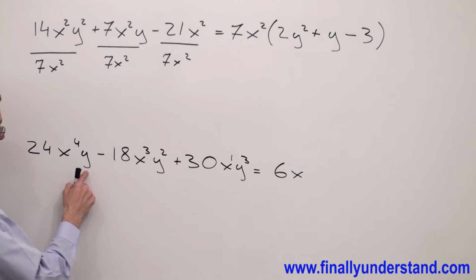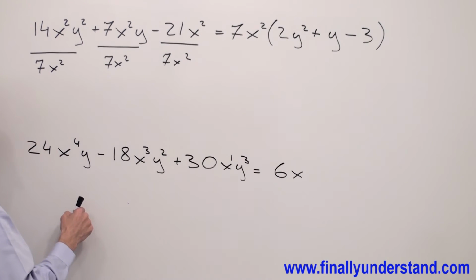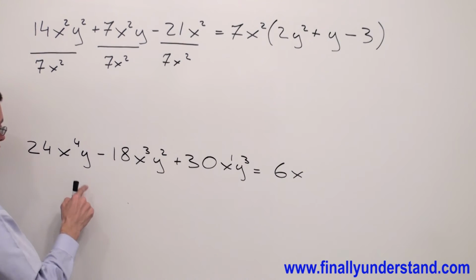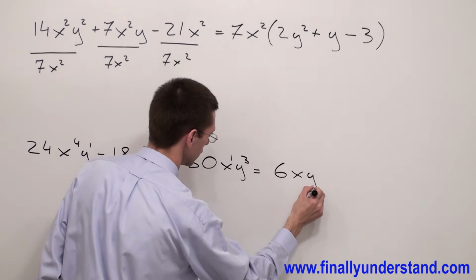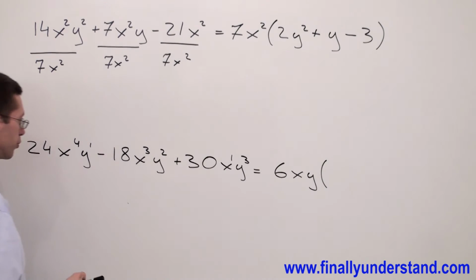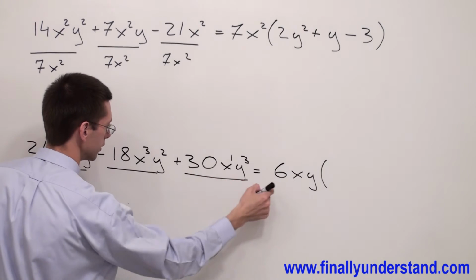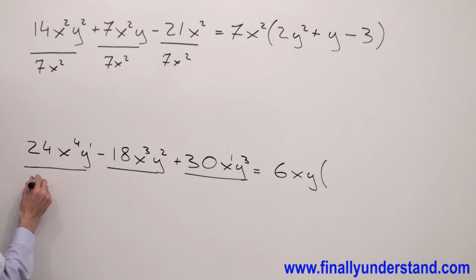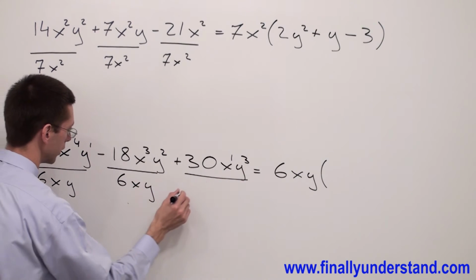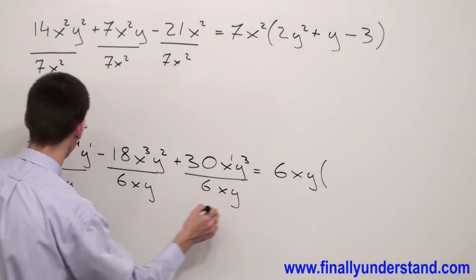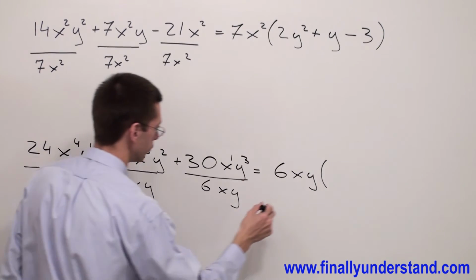Next, I have y to the second power, and y to the third. Every single term contains y. I have to choose the one with the lowest exponent. Remember, this is exponent 1. What am I supposed to write inside of the parentheses? You have to divide every single term by the common factor. Divide by 6xy, 6xy, 6xy. 24 divided by 6 is 4.